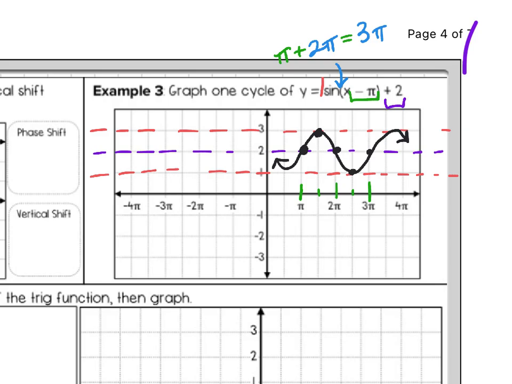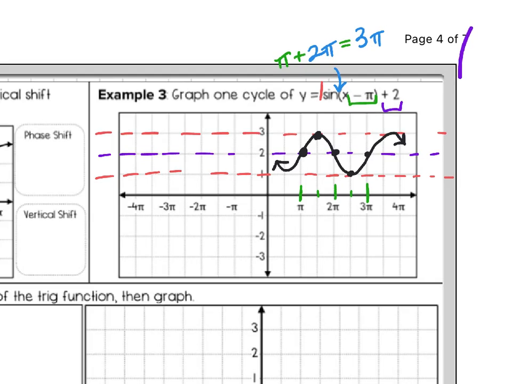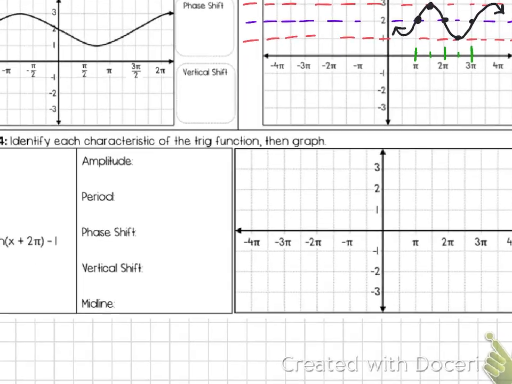And there is our graph. And all of these must be done on your graph to get full credit. So I want to see all of it.